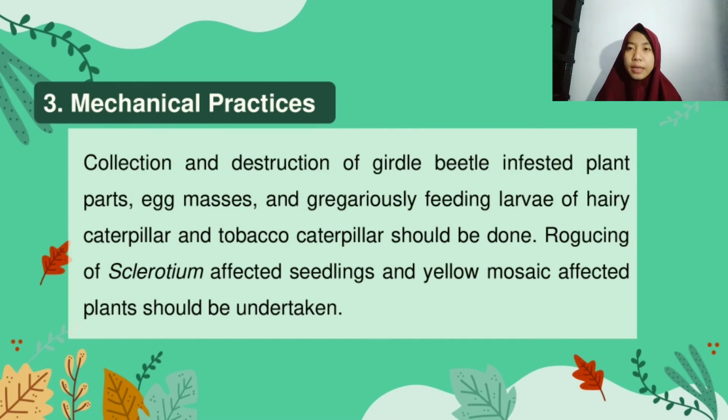Number 3. Mechanical practice. Collection and destruction of girdle beetle infested plant parts. Egg masses and gregariously feeding larvae of hairy caterpillar and tobacco caterpillar should be destroyed. Removal of Sclerotium affected plants and yellow mosaic affected plants should be undertaken.